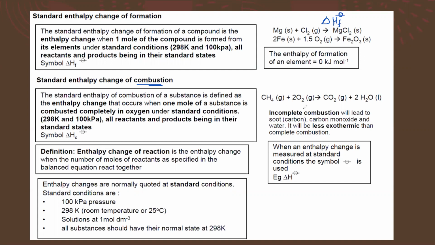So for example, we burn methane, it reacts with oxygen, giving carbon dioxide and water, and the reaction is exothermic, so the enthalpy change will be negative. But if it is a combustion, then that delta H is representing combustion. So because it's a combustion, we'll write subscript C, and if it is done at standard condition, we'll write the symbol for it.